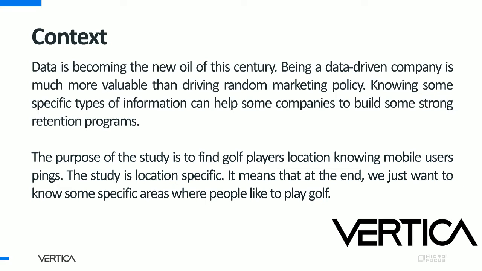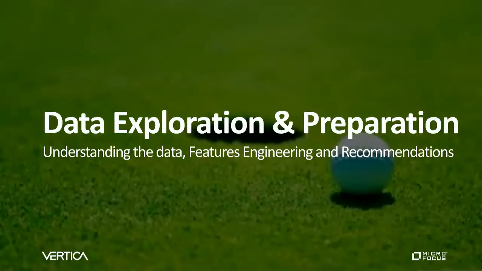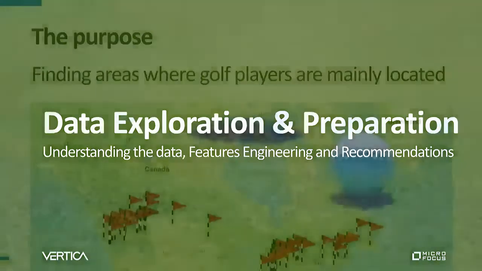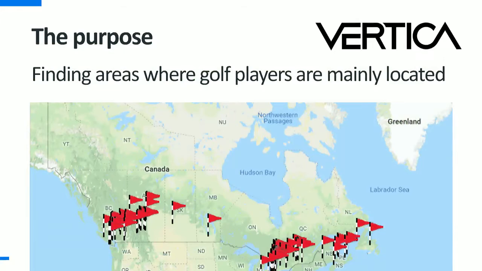But why not first do some data exploration and preparation, trying to understand the data that we have, the limitations that we have, and the possibilities that we have in order to do some feature engineering. So the purpose of the study is quite clear, as we need to find specific areas where people like to play golf. We will need, for this study, 3 main tables.